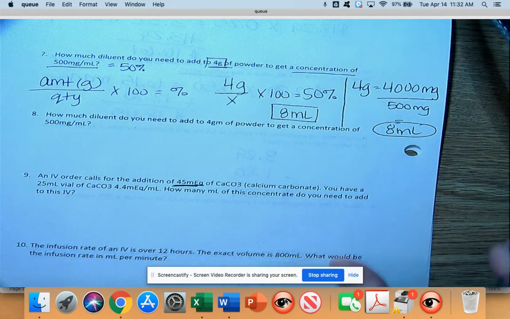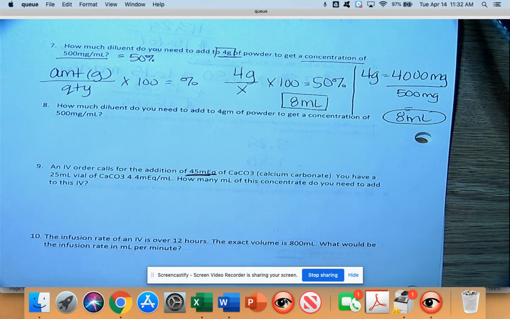Okay, let's look at number 9. We've got an IV order that calls for the addition of 45 milliequivalents of calcium carbonate. You have a 25 ml vial of calcium carbonate, 4.4 milliequivalents per ml. How many mls of this concentration do you need to add to this IV?